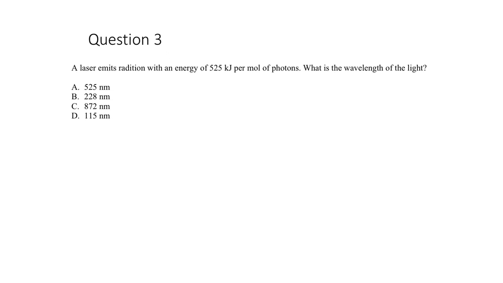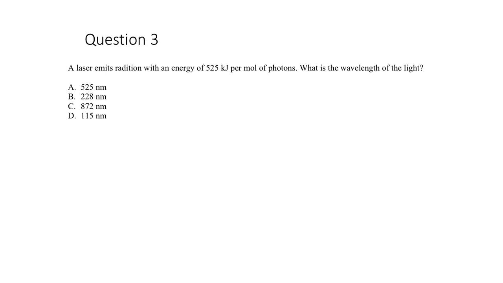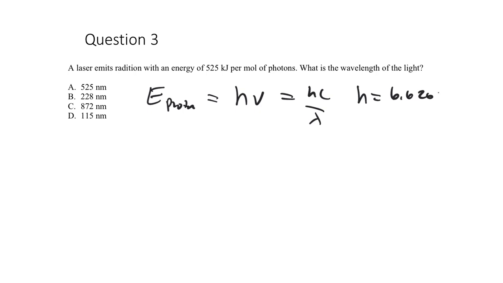Question 3, a laser emits radiation with an energy of 525 kJs per mole of photons. What's the wavelength of the light? Well, the energy of a given photon is equal to h nu, equal to hc over lambda, where h is Planck's constant, 6.626 times 10 to the minus 34, and the units are joules times seconds.